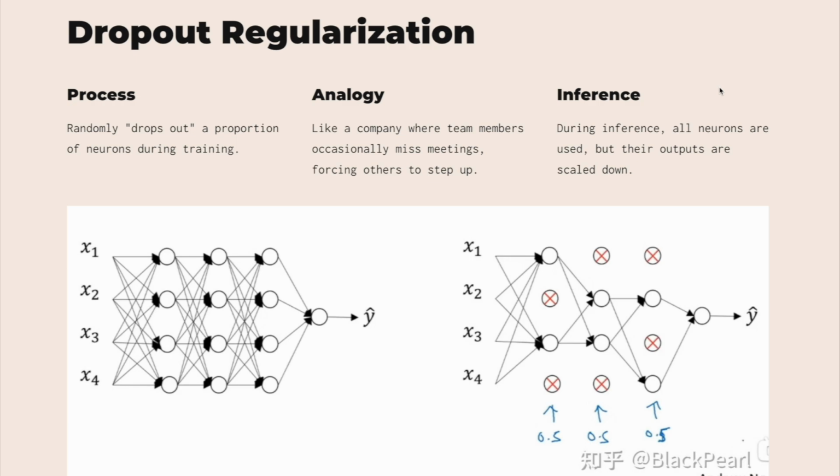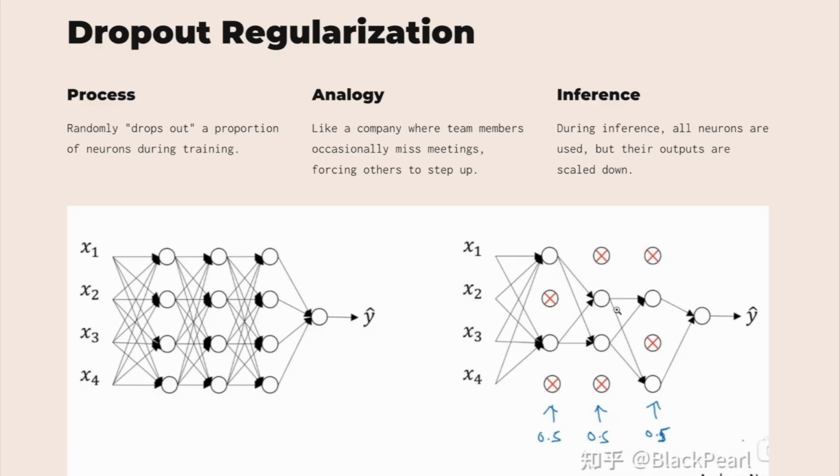So dropout regularization is when it randomly drops out a portion of the neurons during training. So we can see here, we had 12 neurons, and now we've dropped out 50% of them. So at each layer, it drops out 50%. I like this analogy: a company where team members occasionally miss meetings, forcing others to step up. You never know which one isn't going to show up or which is going to drop out. And so you need to distribute the learnings across these different neurons rather than making any specific neuron or specific weight super heavily important.